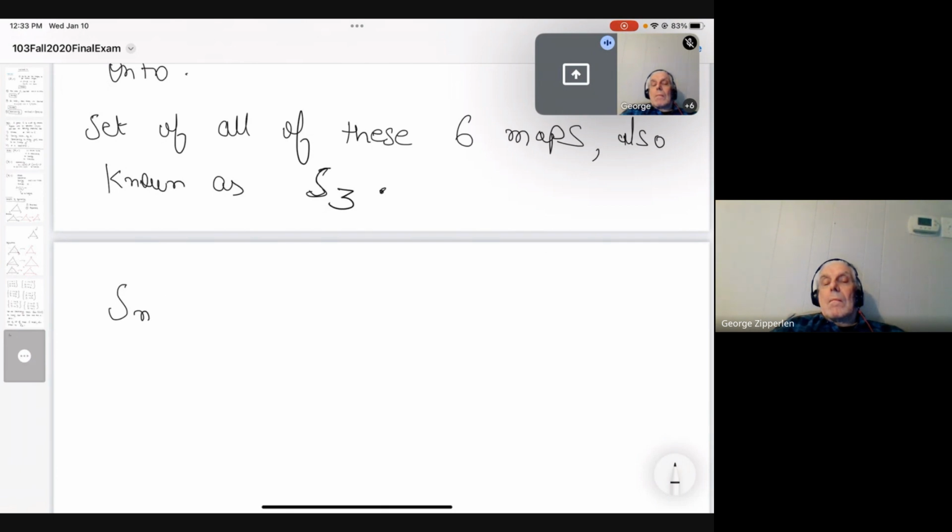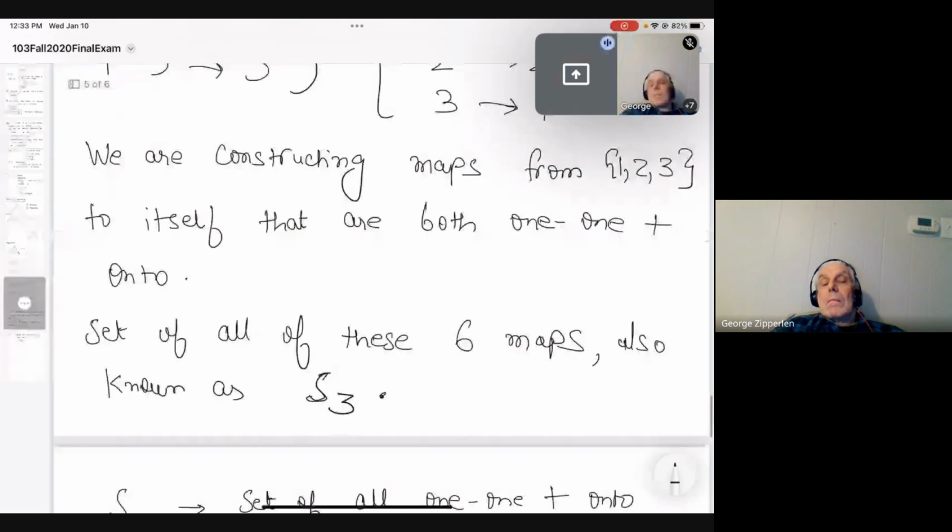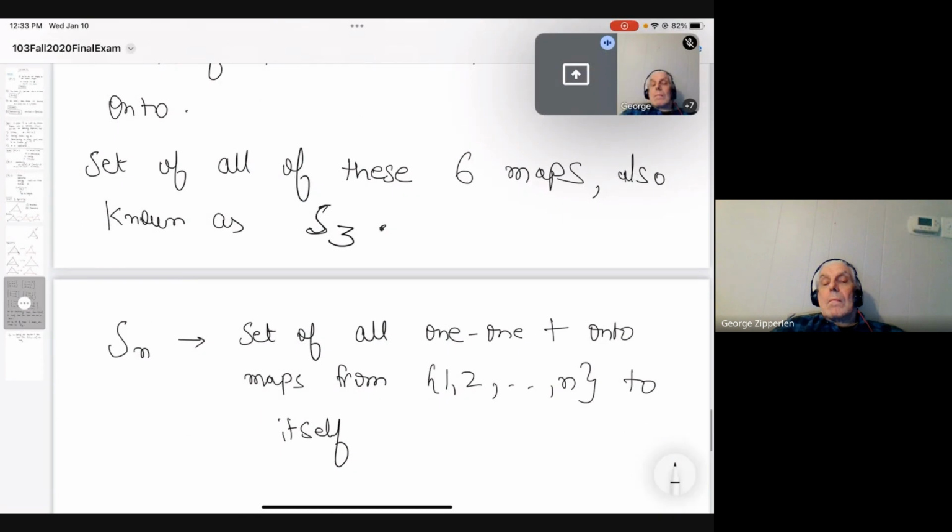So what this would be, this would basically be the set of all 1-to-1 plus onto maps from, now instead of 3 I will have n letters, so from 1 to n to itself. So this is Sn. I don't want to talk about Sn now in general. I mean, this has a very beautiful theory in itself, but let's just stick to S3, okay?